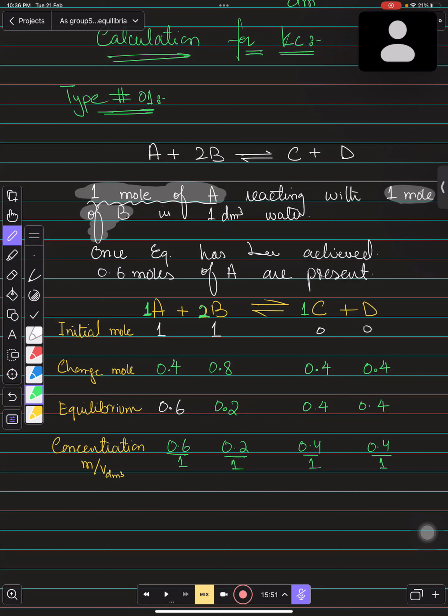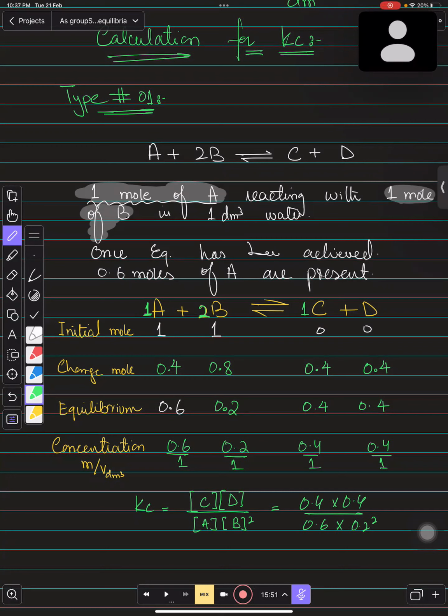So if you want to find out the value of Kc, you can easily find out the value of Kc, because we know that what is Kc? Kc is actually the concentration of products raised to the power of their coefficients over the concentration of reactants raised to the power of their coefficients, right? So we just need to put the values of their concentrations. It is 0.4 into 0.4 over 0.6 into 0.2 square, right, बच्चों? We just need to solve this.